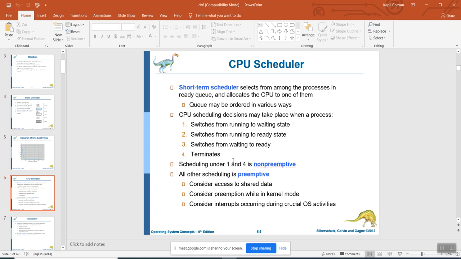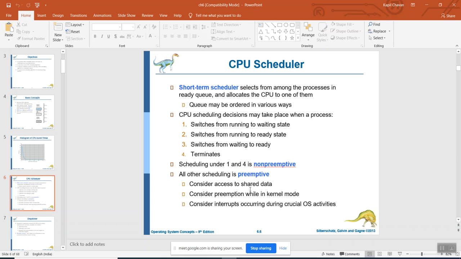Simply we can remember that a process moving from running or waiting state to the ready state becomes a preemptive process. I will repeat it again. The running process that goes to the waiting state or terminates becomes non-preemptive. Non-preemptive is nothing but a process we cannot stop, whereas preemptive is a process that we can stop.